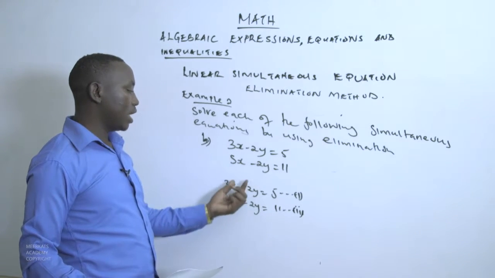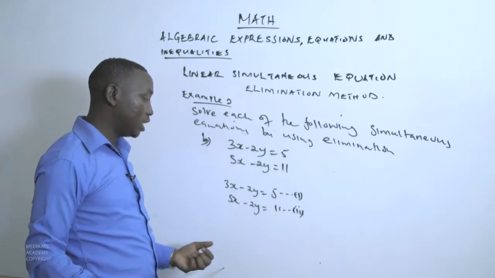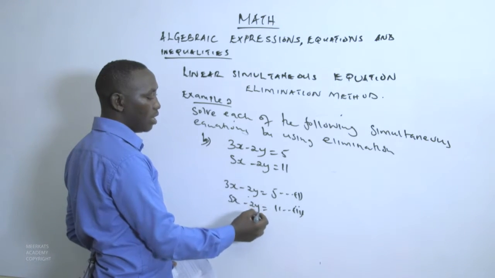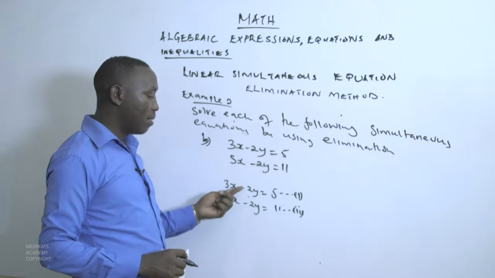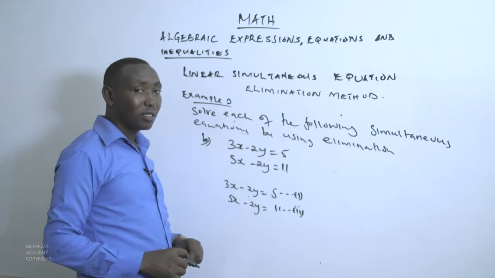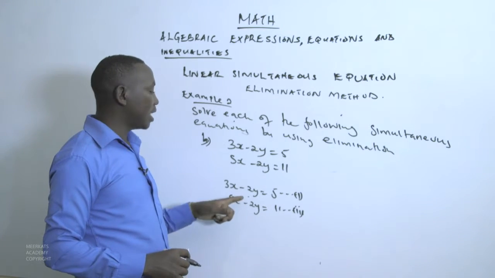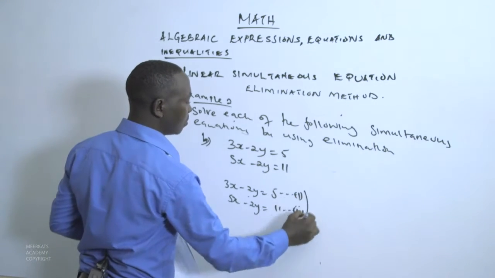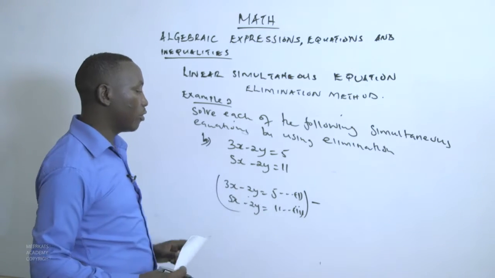Now again, for elimination we choose a pronumeral which has the same coefficient. In this case, 3 and 5 are not the same, so we choose to eliminate the y pronumeral because they have the same coefficient, minus 2, minus 2. And how can we eliminate that? Where we have minus, we have minus. So when the signs are the same, then we subtract. So we're going to subtract the two equations, or equation 2 from equation 1.